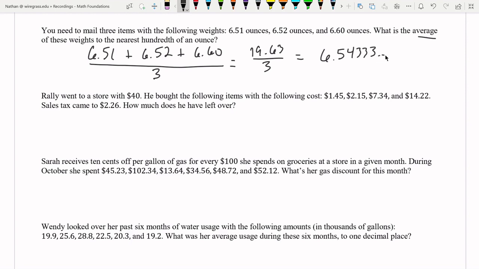6.543 repeating. And we need to round to the nearest hundredth of an ounce. These are, of course, going to be in ounces. So that's going to be 6.54 ounces.